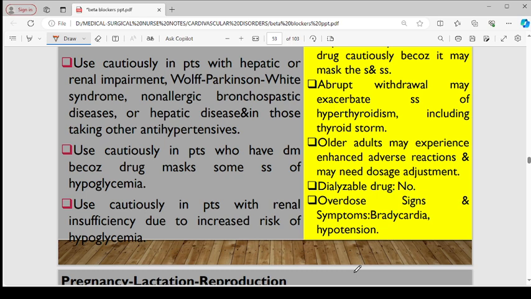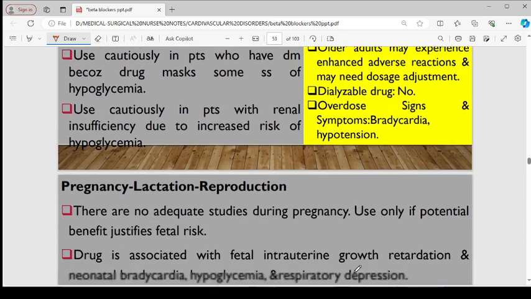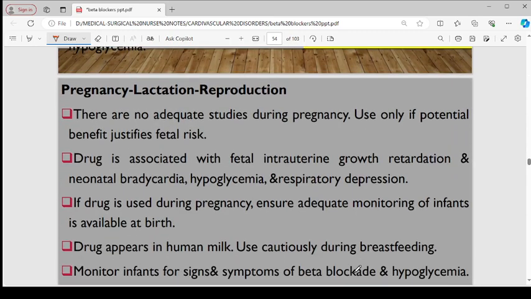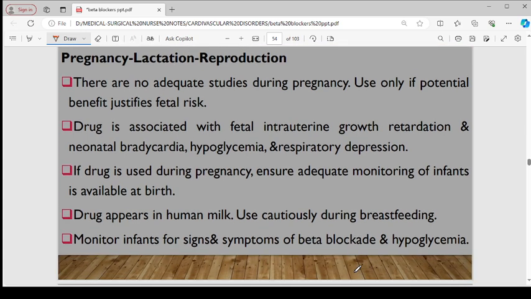This drug should be used cautiously in patients who have DM because the drug normally masks signs and symptoms of hypoglycemia, and it should be used cautiously in patients with renal insufficiency due to increased risk of hypoglycemia. You try to avoid abrupt withdrawal because this might exacerbate the signs and symptoms of hyperthyroidism, including thyroid storm. In pregnancy, there have been no adequate studies, so use only if the potential benefit justifies the fetal risk.